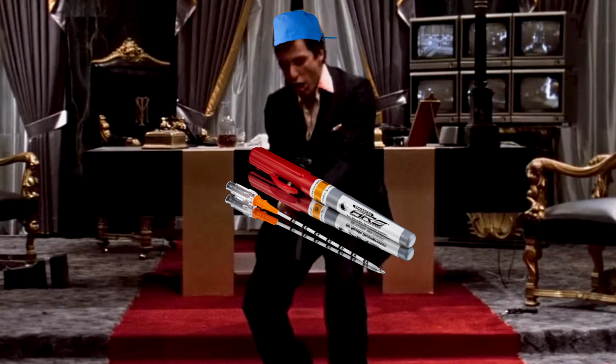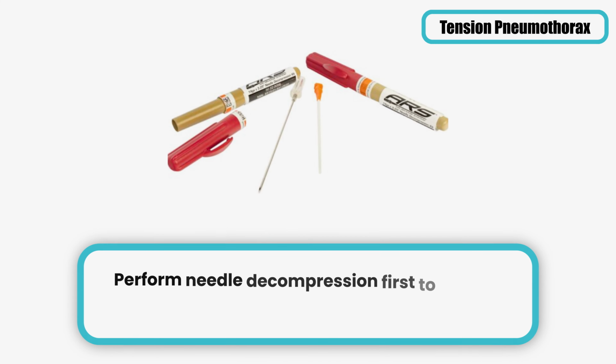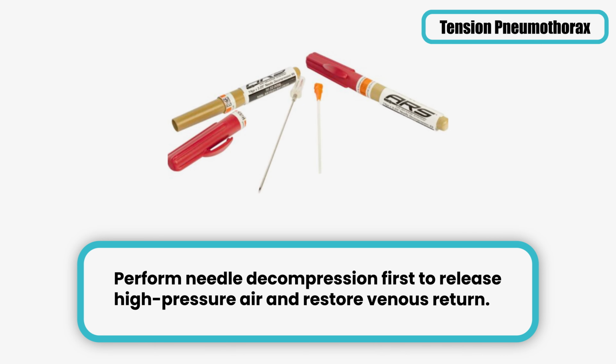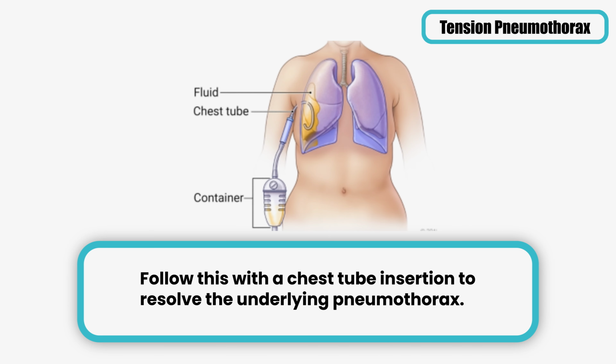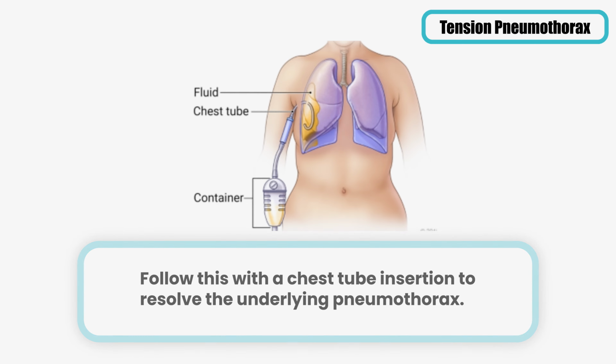Fortunately, our ER attendings do not negotiate with terrorists. They walk in with the "say hello to my little 14 gauge." Needle decompression is performed first to rapidly release that high-pressure air to restore venous return. Then we follow with a chest tube to fix the underlying pneumothorax.